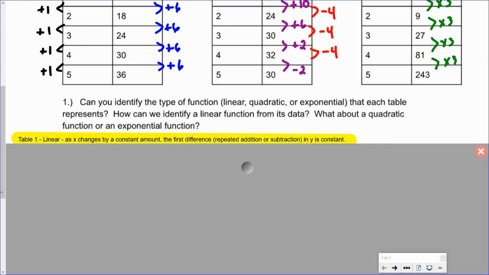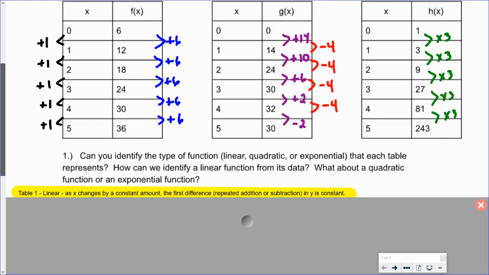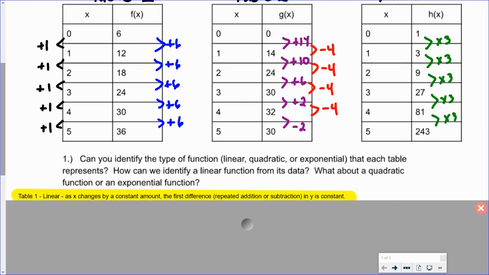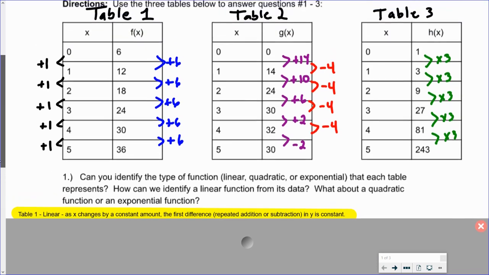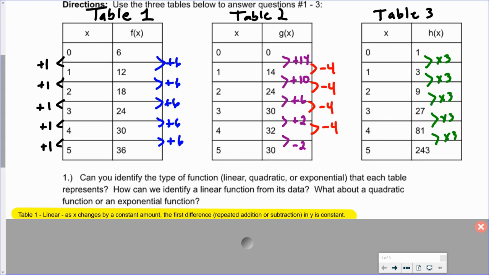So again, if I scroll back up to the table, in your first table, the one on the far left, so table 1, get that up a little bit more here. Okay. As x is increasing by 1, y is increasing by a constant amount. And that's going to be the case with linear values. It could also decrease by a constant amount as well. That would just mean that your line would have a negative slope.